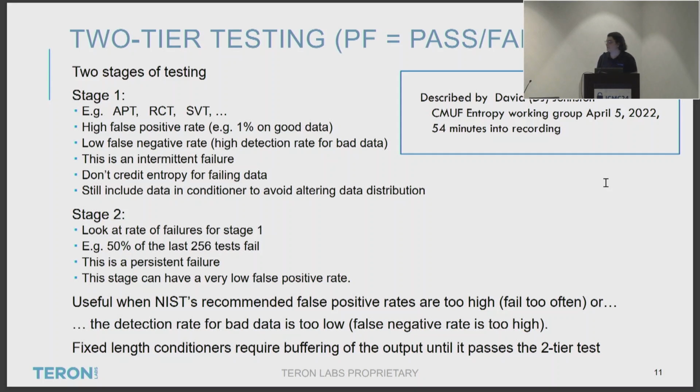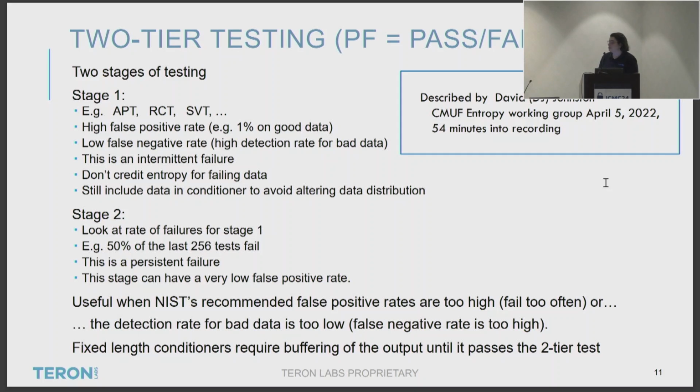You can have a high false positive rate on good data, so for example, 1%. And you can have a low false negative rate. That means a high detection rate if your data is bad, if it has a low entropy level. This would be classified as an intermittent failure, and data that fails this first tier of health testing would not be credited with any entropy, but it would still be input into the conditioner so that it doesn't change the data distribution. So if you had data failing this first stage of testing, you would just collect extra data to go into the conditioner before you decided you had enough.